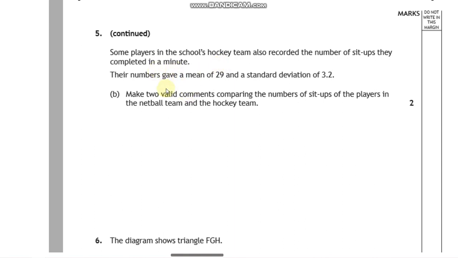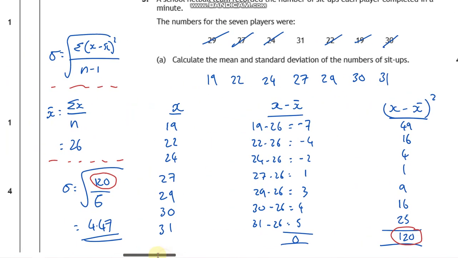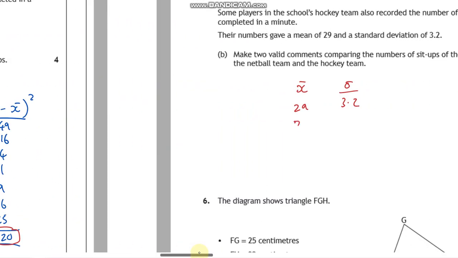It says the hockey team recorded the number of sit-ups they did in a minute. So we've got a mean here, we've got an x of 29 and a standard deviation of 3.2. So that's for the hockey team. The netball team, we had the mean of 26 and 4.47. So 26 and 4.47. So that's the netball, and that's hockey. So 2 valid comments. So that's why I like to write all this, just so I don't get confused here.